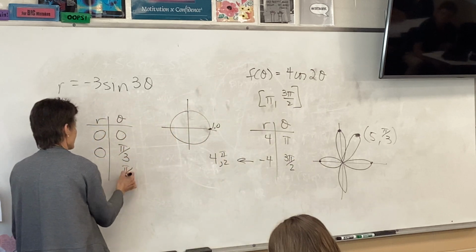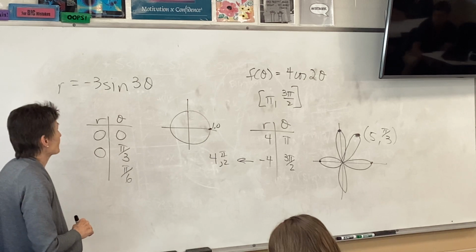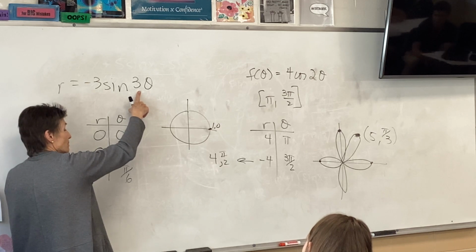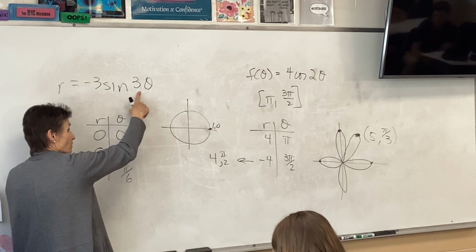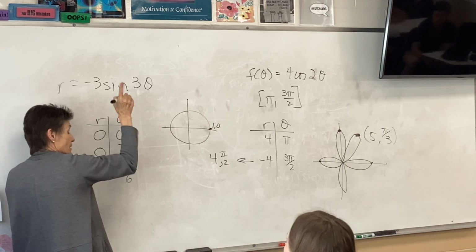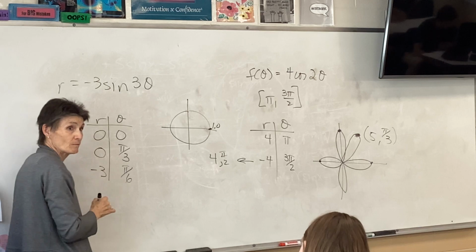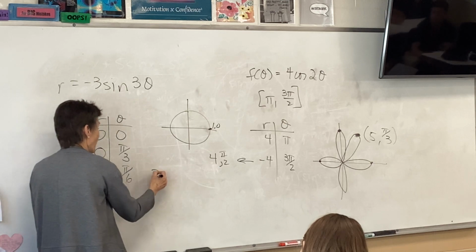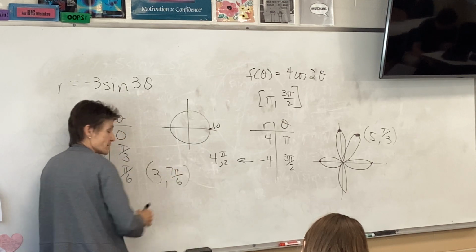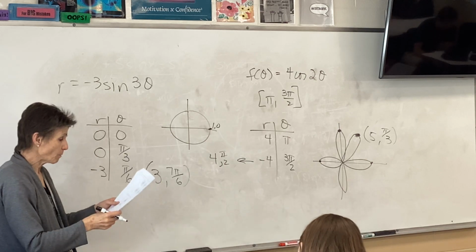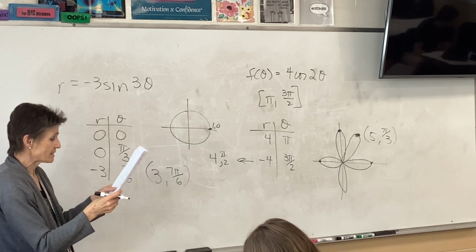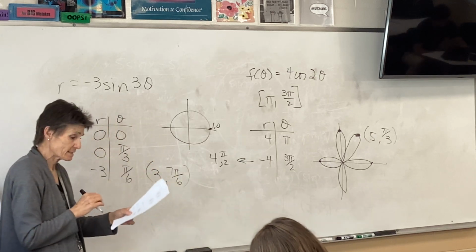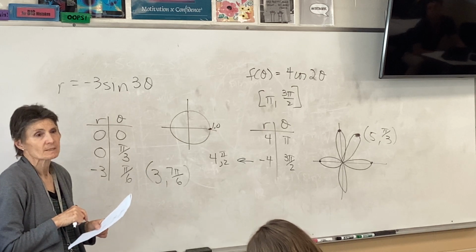Okay? So let's pick another one. How about pi over 6? Pi over 6 would give me sine pi over 2, which is 1, times negative 3, so that's negative 3 at pi over 6. Where's that one gonna get plotted? That one is gonna get plotted at 3 comma 7 pi over 6. Now, I've already ruled out A and B, so I'm looking at C and D. Do I have a petal at 7 pi over 6 in either one of those pictures? C. The answer's C.